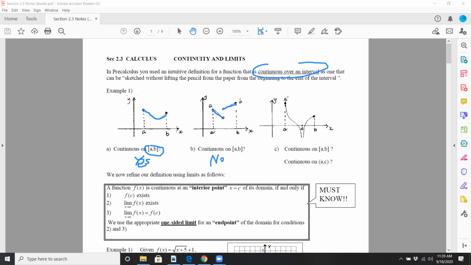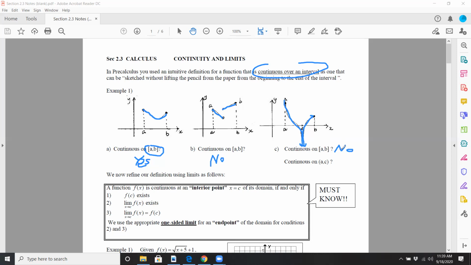How about this one? I draw this curve, but this looks like it's going down forever. Then I have to lift my finger off the mouse button and draw another curve. Or again, if you're doing this on paper, lifting your pencil or pen off the paper. So is this continuous on the interval from a to b inclusive? Well, of course not.